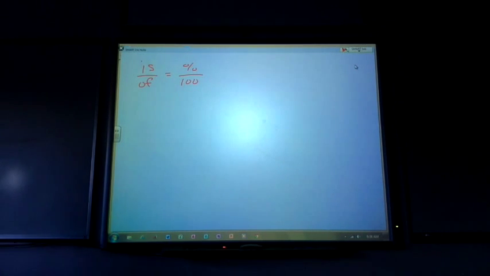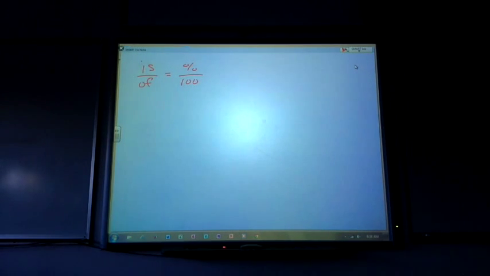Is over of equals percent over 100. What is the only constant up there? 100. Good. The only constant up there is 100, meaning the 100 stays as 100 all the time. Okay?